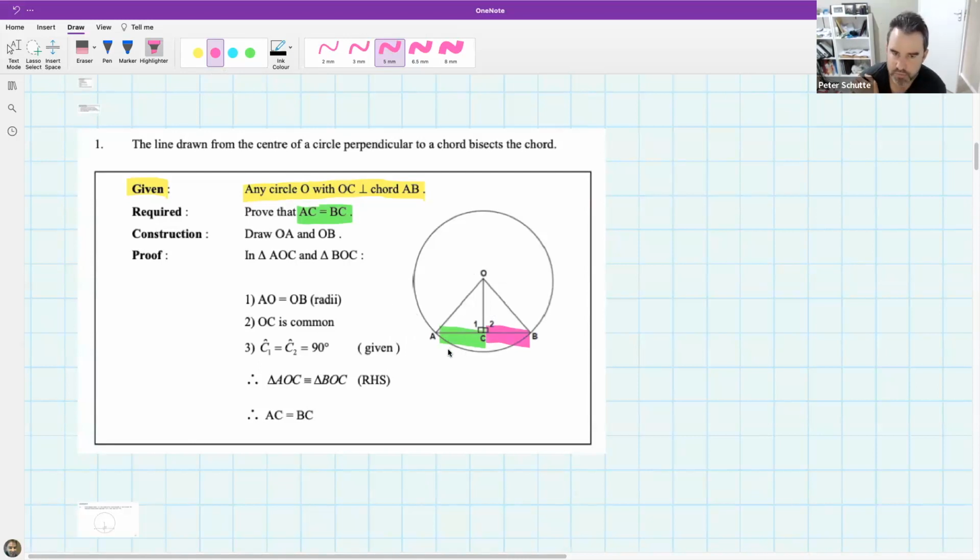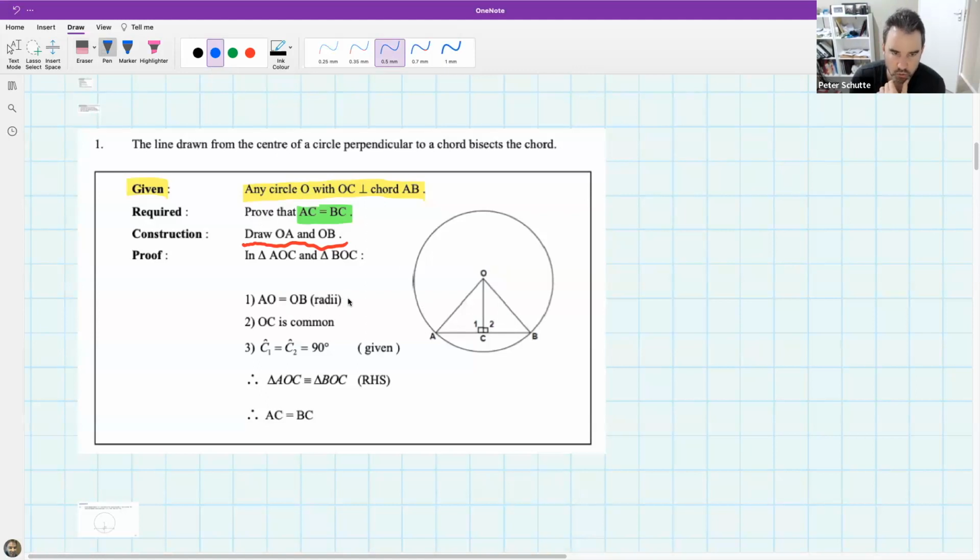Now, if you want 1 mark, what do you need to do? You need to make your construction. Your construction is to just draw in OA and OB. Why are you making this construction? You're making it so you have triangles. Once you have triangles, what are we going to use? We're going to use congruency. So now let's see how it differs this time.